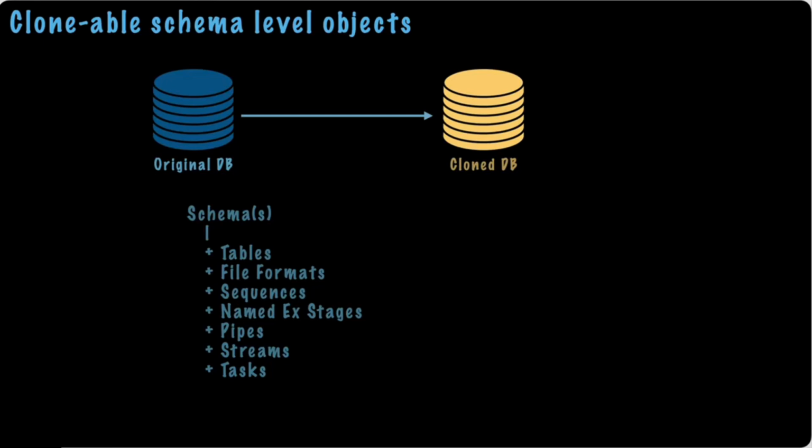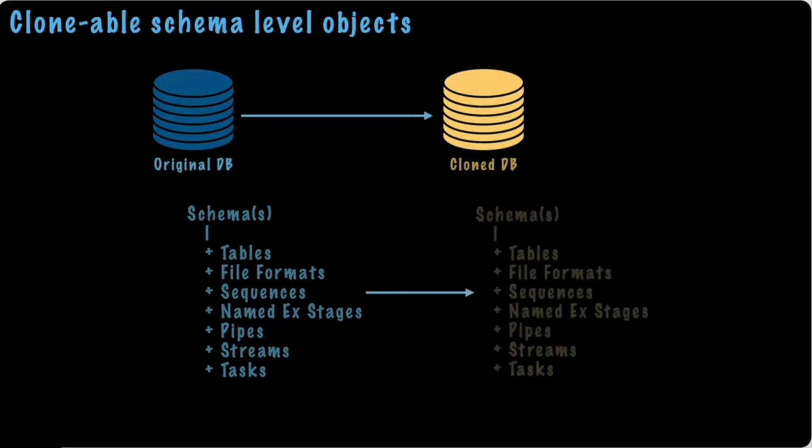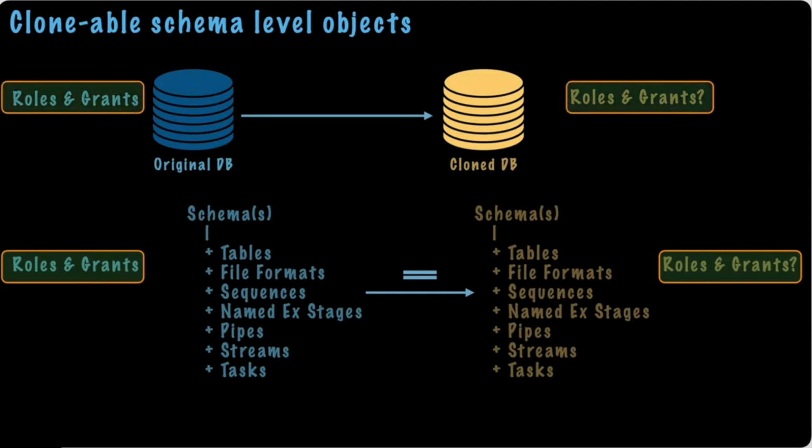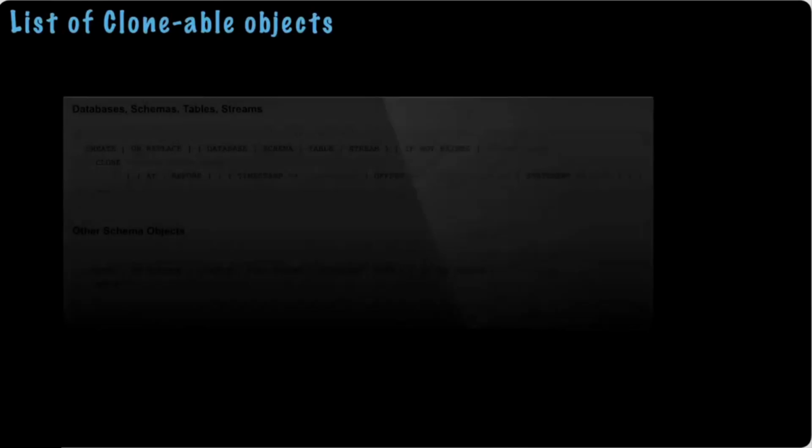All the objects listed above, permanent table, file format, sequence object, named external stages, pipe, streams, and tasks are also copied along with the schema. When it comes to the database cloning, the roles and grants are also cloned for a child object, meaning for a schema or a table level. However, the database level grants and roles are not copied. So in this case, the schema and all other objects under the schema grants will be cloned, but the database grants will not be cloned. And this is the most important point to remember when working with zero-copy cloning.